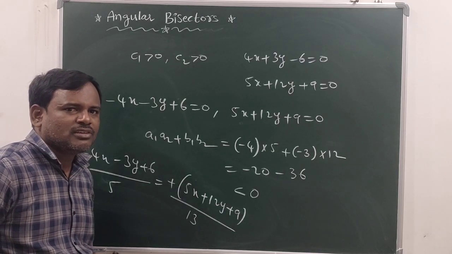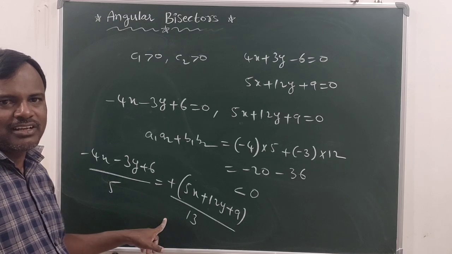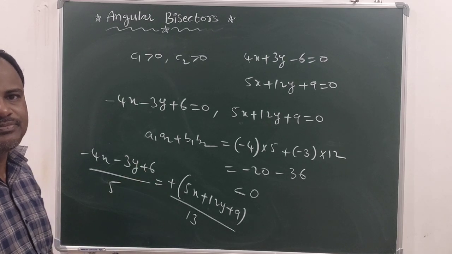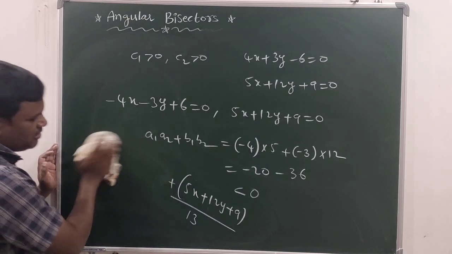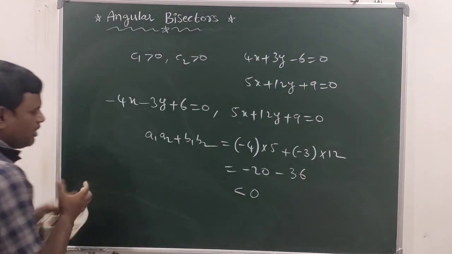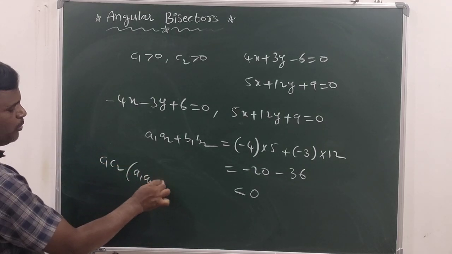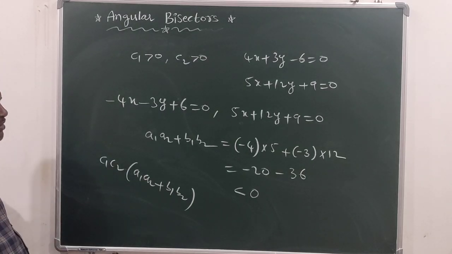Okay students, so actually that is the acute angle bisector. So in the acute angle bisector the origin is lying. Okay students. See, otherwise you can verify this one also: C1, C2, A1, A2 plus B1, B2. Last time I said to you to verify this.